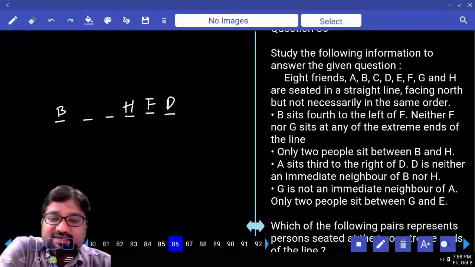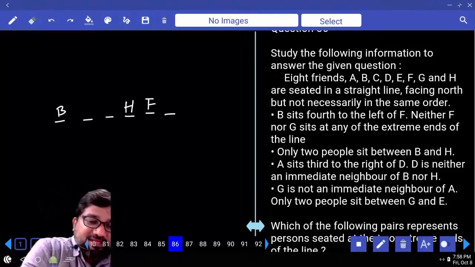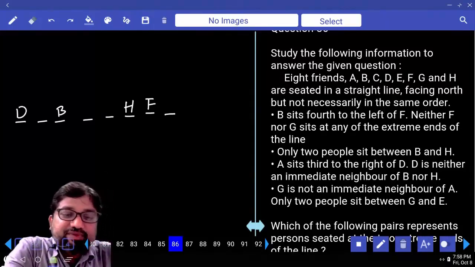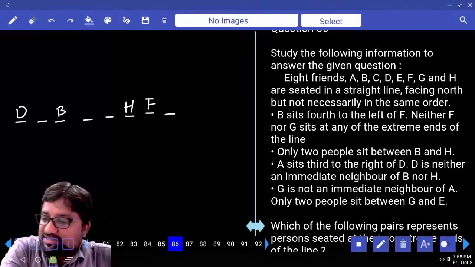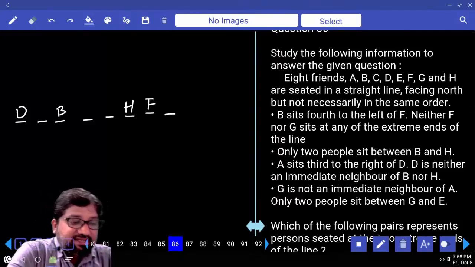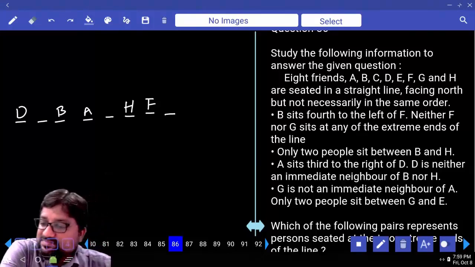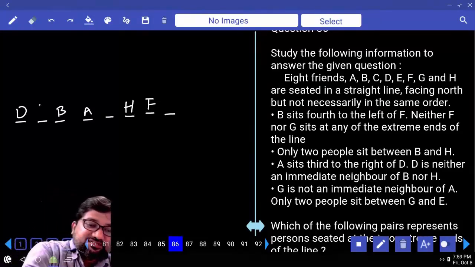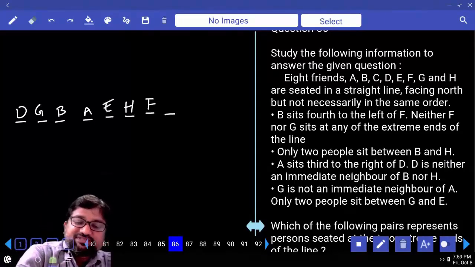There are only 2 people that we need. This is where you do. Because D is not an immediate neighbor of B and H. This is the only possibility where you have to go for D. And what's the position of A? A sits 3rd to the right of D. This is A. G is not an immediate neighbor of A. So this is the only place for G. How many people between G and E? 2 people between G and E.